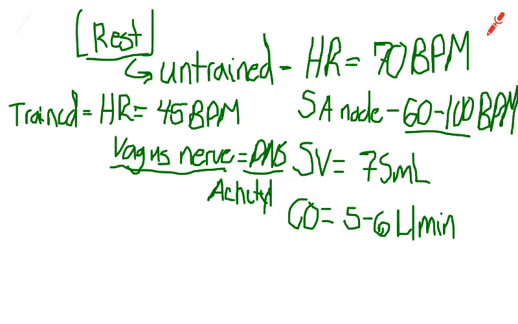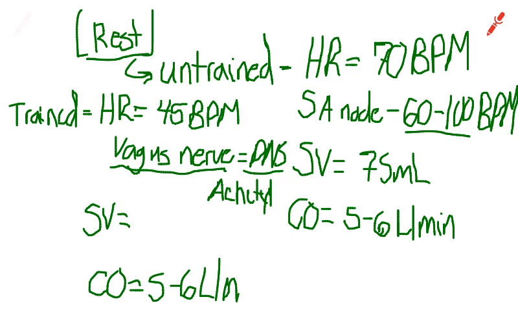But essentially, a trained athlete will have a lower heart rate at rest. Now, you can guess what happens to their stroke volume. So since they have a lower heart rate, they must have a higher stroke volume. Because remember in the other video, I said a trained and untrained athlete have the same exact cardiac output at rest. So since they have the same exact cardiac output and the heart rate is low, the stroke volume must be higher, and it is. It's around 100 to 110 milliliters.